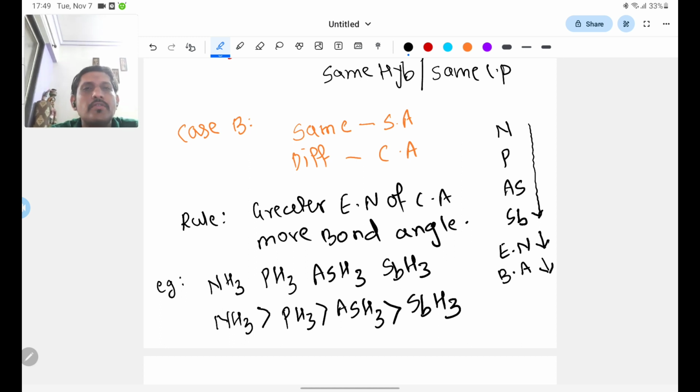Okay, so I hope now you are clear how to arrange the bond angle in your entrance exams. These are the three main cases: one where we have no lone pair electrons, second where we have the same hybridization but different lone pairs, and third where we have the same hybridization and the same lone pairs. So all three cases we have covered. I hope you will be able to solve all your problems in the entrance exam based on bond angle.